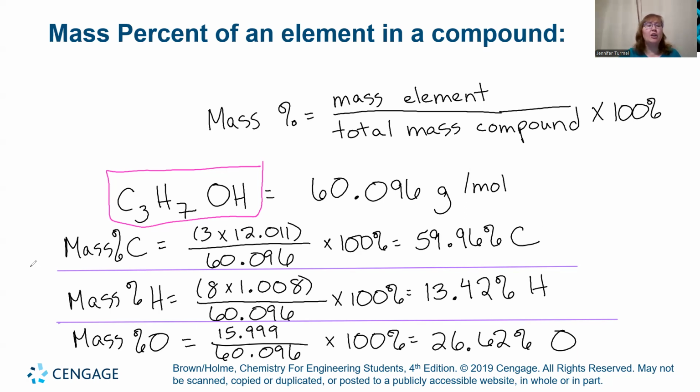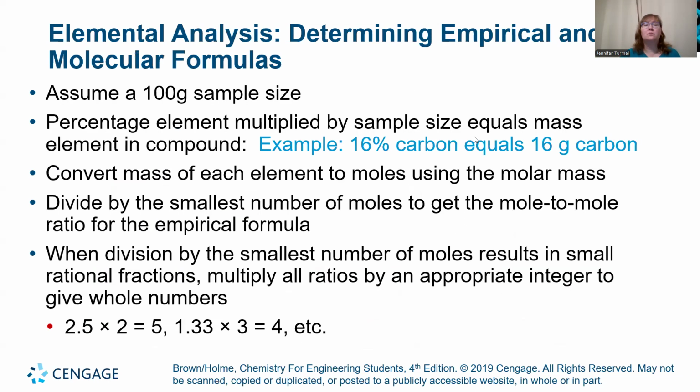All right, so let's take a look at going backwards now. First of all, these are the steps that we're going to be following. We're going to assume a 100-gram sample size. The percentage of each element will be multiplied by the sample size to give the mass of each element. So if you have 16% carbon, we'll say that we have 16 grams of carbon. And you'll see all these steps coming before.